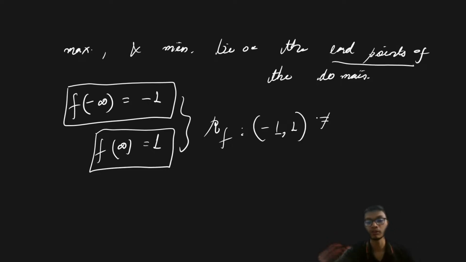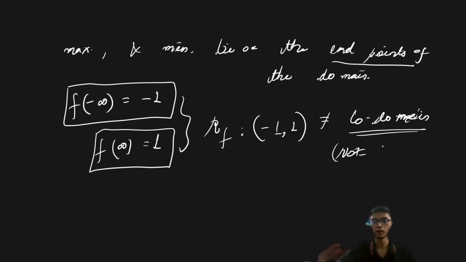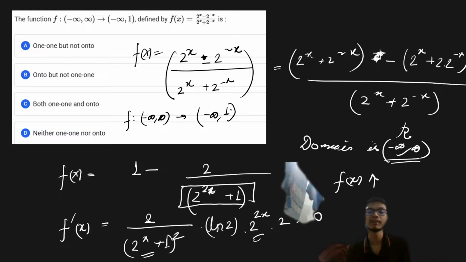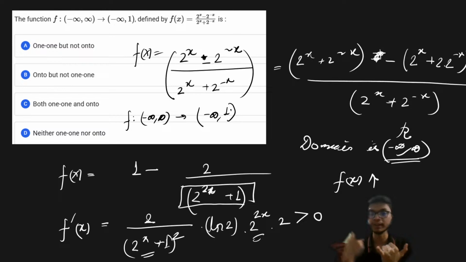Now, unfortunately, this is not equal to the codomain. So therefore, this function is not an onto function. But it is a one-one function, because it is an increasing function, right? Whenever a function is strictly increasing or strictly decreasing, then it is bound to be a one-one function, right?